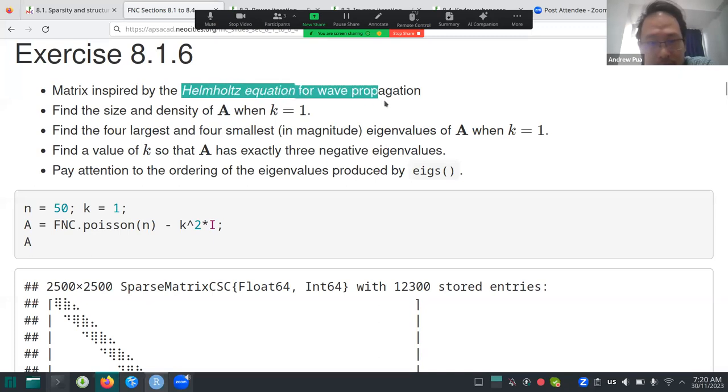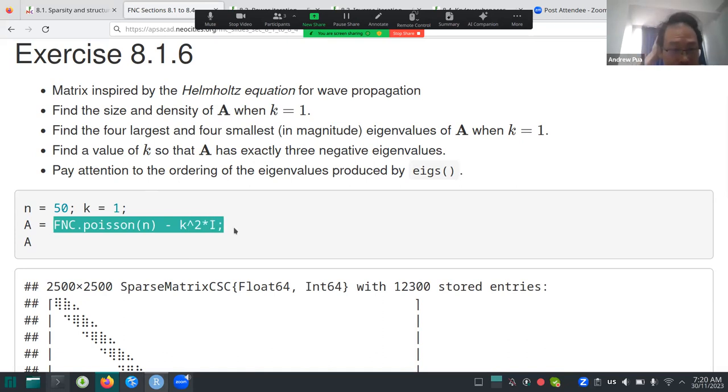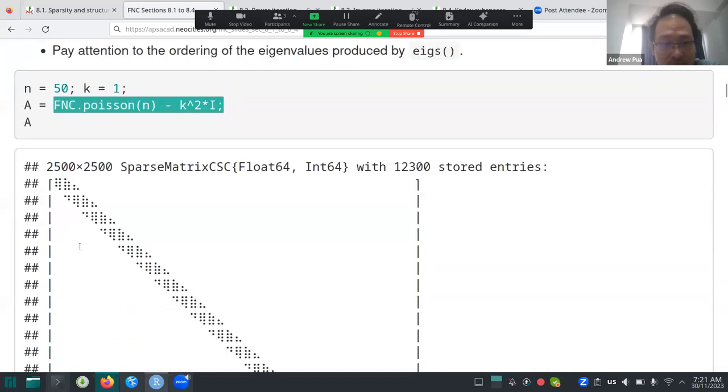I don't know anything about this part, the Helmholtz equation for wave propagation, so I'll leave it alone. But what matters is that there's a matrix inspired by this equation, and this matrix has the form that you see here. I don't know why it's called a Poisson matrix, but it's a Poisson thing, and then minus k squared times I. You're asked to set n equals 50 and then look at k equals 1. Then you can see that the matrix is actually a 50 squared by 50 squared sparse matrix.